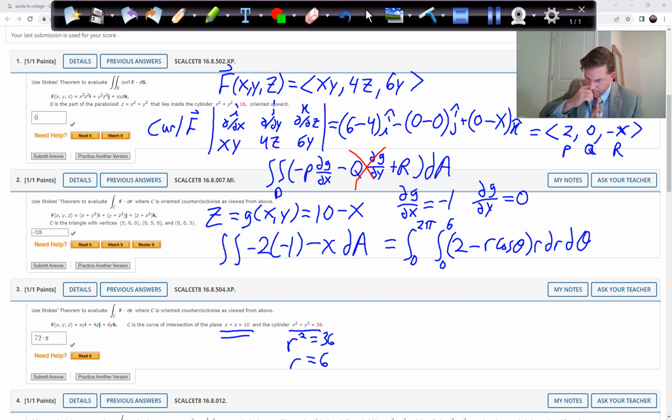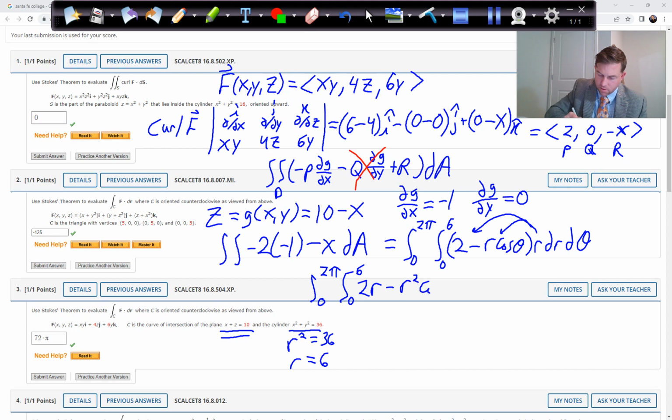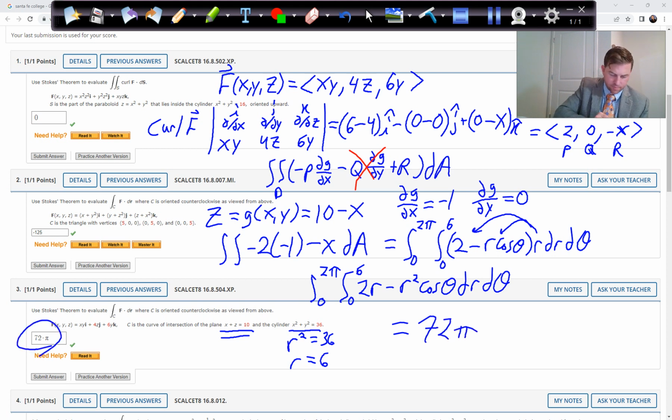You can't split these up necessarily, so you would have to do 0 to 2 pi, 0 to 6 of, distribute this r, 2r minus r squared cosine theta, dr d theta. And what you should get out of that is, let me not show you the steps, and this should be a pretty simple double integral for you to handle. You should get the result 72 pi. So that would be problem 3.